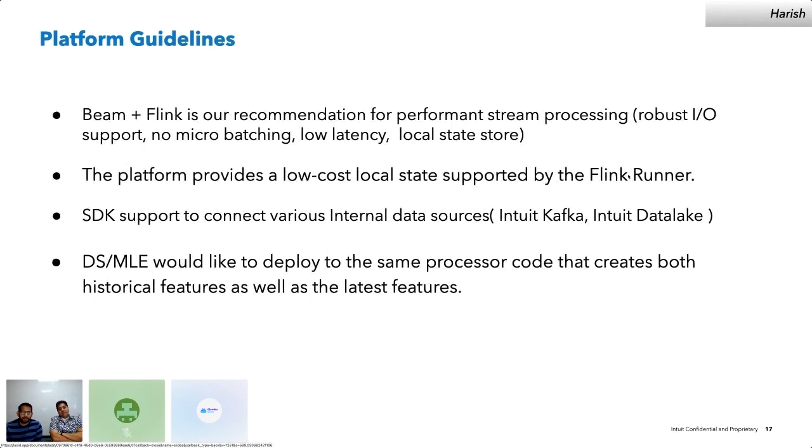As a platform guideline, when customers come with stateful applications, we offer them Beam on top of Flink. This is our recommended approach. Why? Because Beam has rich IO support for reading and writing data, there is no micro batching available, and it is low latency. As we are maintaining the state within the Kubernetes pod's memory itself, you don't need to make a call to an external system, which reduces a lot of latency as well as cost. And we provide SDK support to connect to our various internal data sources.